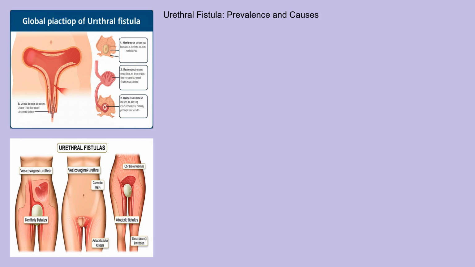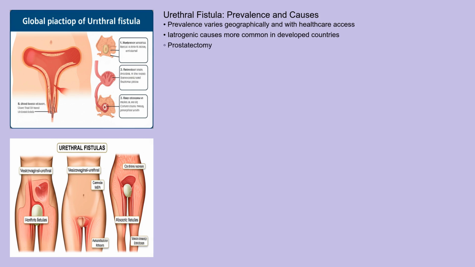The prevalence of urethral fistula varies greatly depending on geographic location and access to health care. In developed countries, iatrogenic causes, meaning those related to medical procedures, are more common. This includes fistulas resulting from surgeries like prostatectomy or urethral reconstruction. In developing countries, obstetric fistulas, caused by prolonged obstructed labor, are significantly more prevalent, especially in areas with limited access to skilled obstetric care. While urethral fistulas can occur in both men and women, certain types, such as vesicovaginal urethral fistulas, are exclusively seen in women.